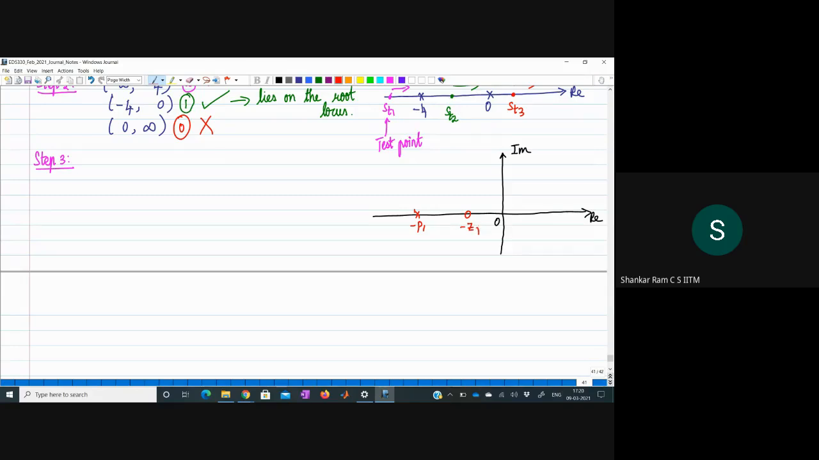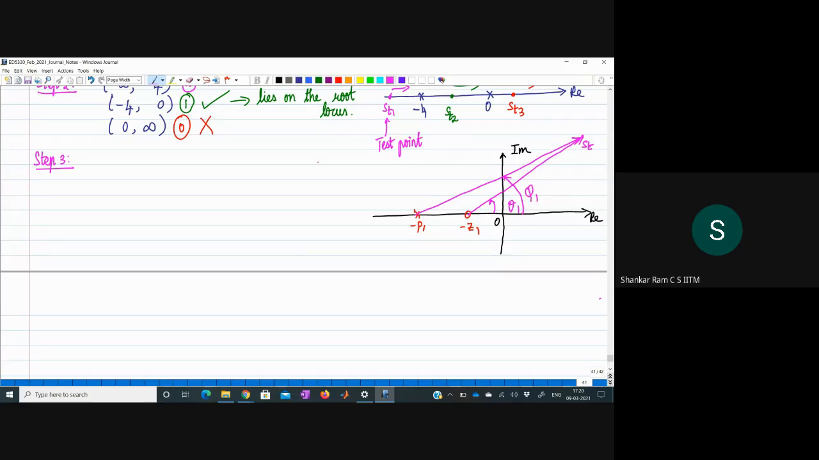Okay, suppose I take a test point which is very, very far away. Imagine that this S_T is very far away from the origin, although in this figure I am drawing it very close by. So suppose I draw vectors from each open loop zero and open loop pole to this test point S_T. Let's say we call this angle theta 1, and this angle phi 1.